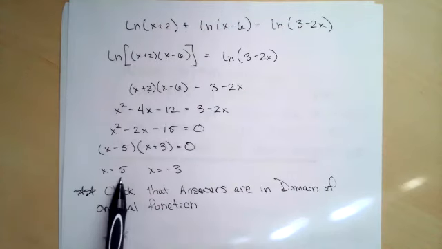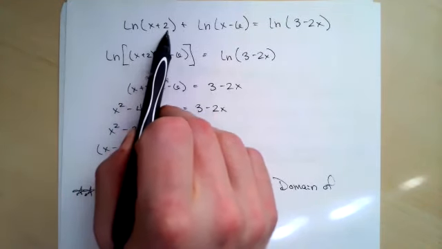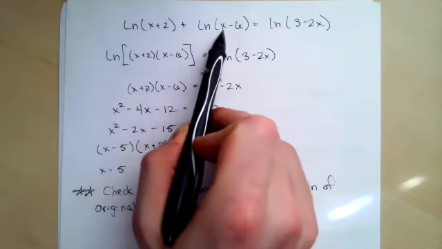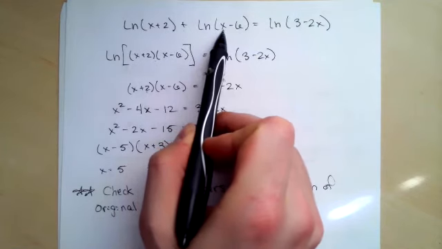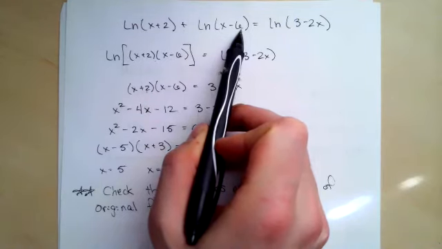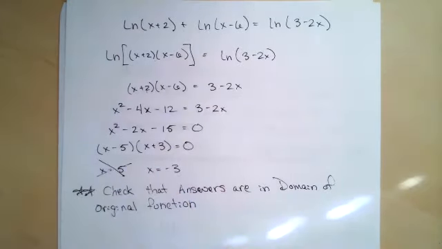So for example, what's going to happen if I plug in 5? I plug in 5 here and we'll get natural log of 5 plus 2 is 7. That's fine. What happens if I plug in 5 here? We'll get natural log of 5 minus 6, which is natural log of negative 1. And that's not in the domain, right? I cannot compute natural log of negative 1. So we've got to throw that answer out. So we check the other answers.